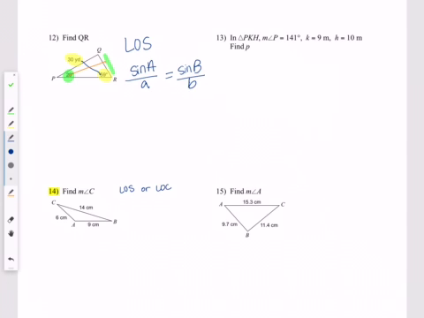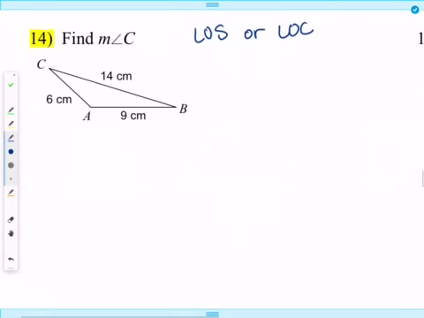Okay? If you do not have those pieces that match together, or you can't solve for a missing angle and have the pieces that match together, then that tells you that you're going to use law of cosines. So on this problem, we don't have any angles, so this means we are definitely going to use law of cosines. Okay? They asked us to find the measure of angle C, and so we're going to use this law of cosines formula that starts with C squared.